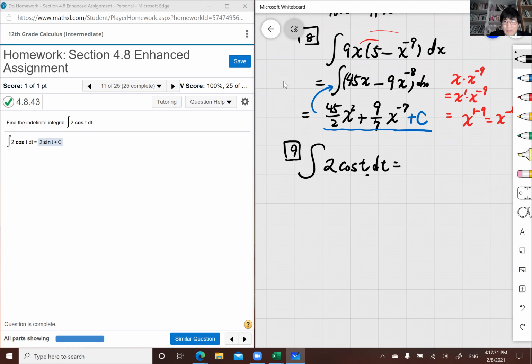So the integral of cosine is sine. The inner function, inner angle doesn't change, and the derivative of sine becomes just cosine. So just multiply by 2 at the end.